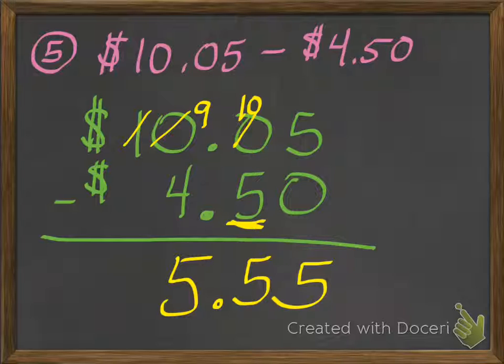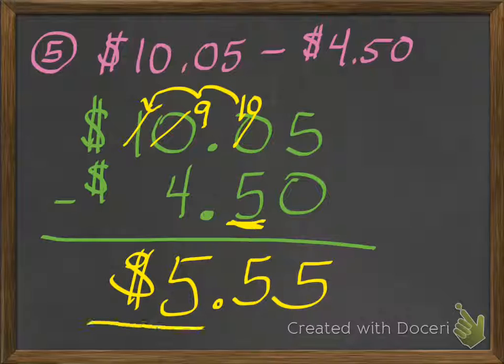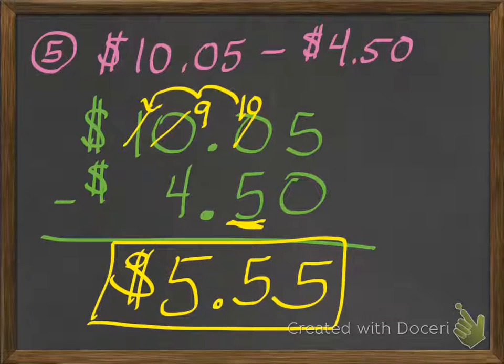So make sure that you pay attention to how many times you have to borrow and how far you had to go over to do that. You should get $5.55 as your final answer.